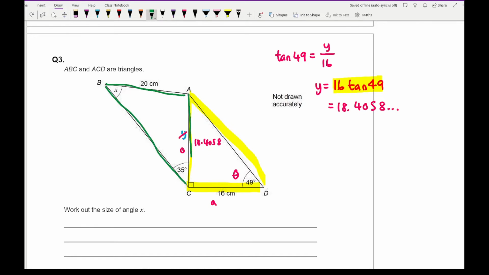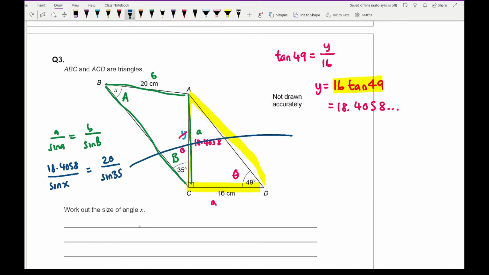So from this, I can use the sine rule. If I just label this up, this is going to be A, this length here that I've worked out is going to be little a, this angle here of 35 is going to be capital B, and 20 is going to be little b. Then using the formula, which I'm just going to write down here, I can substitute those numbers in. So here I've got 18.4058, or you could have written 16 tan 49, over sine x is equal to 20 over sine 35.